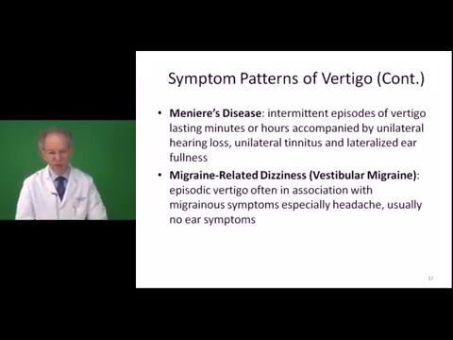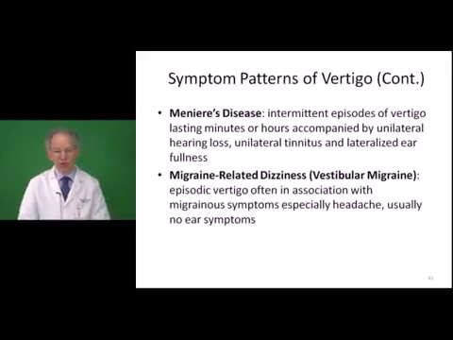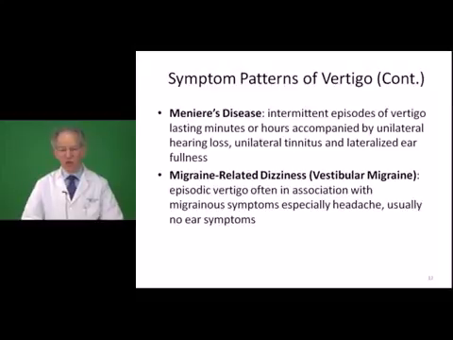Meniere's disease is a condition characterized by intermittent episodes of vertigo lasting for minutes or hours, typically accompanied by unilateral hearing loss, unilateral tinnitus, that is ringing in the ears, and lateralized earfulness, typically on the same side.